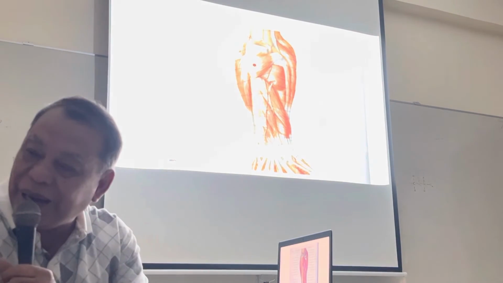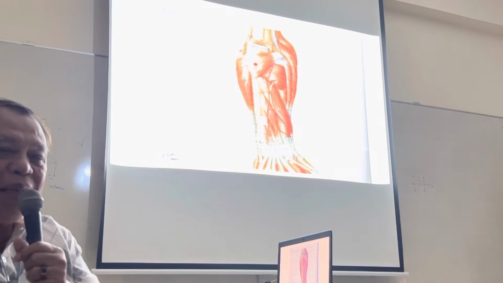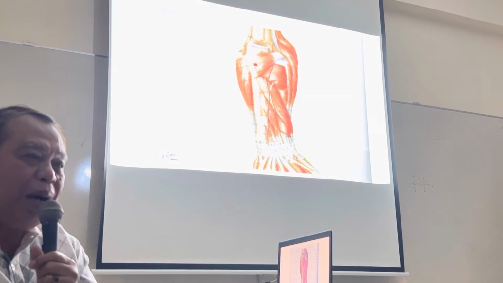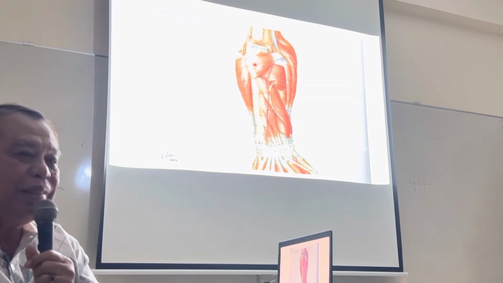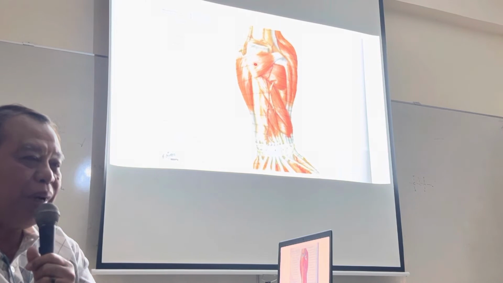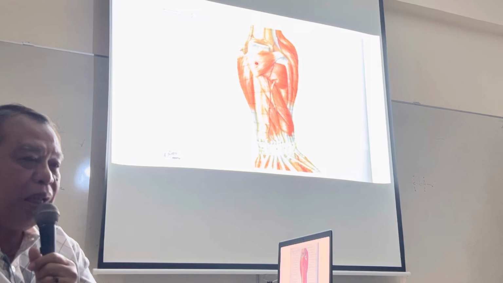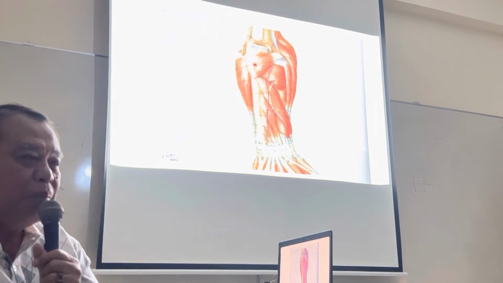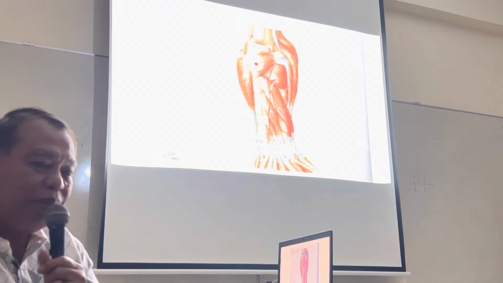Profunda brachii. The largest branch of the brachial artery is the profunda brachii artery. Okay, and it is the one that supplies the posterior compartment of the arm. And the profunda brachii will accompany the radial nerve. Both of them will be lodged in that groove. What is the name of the groove?